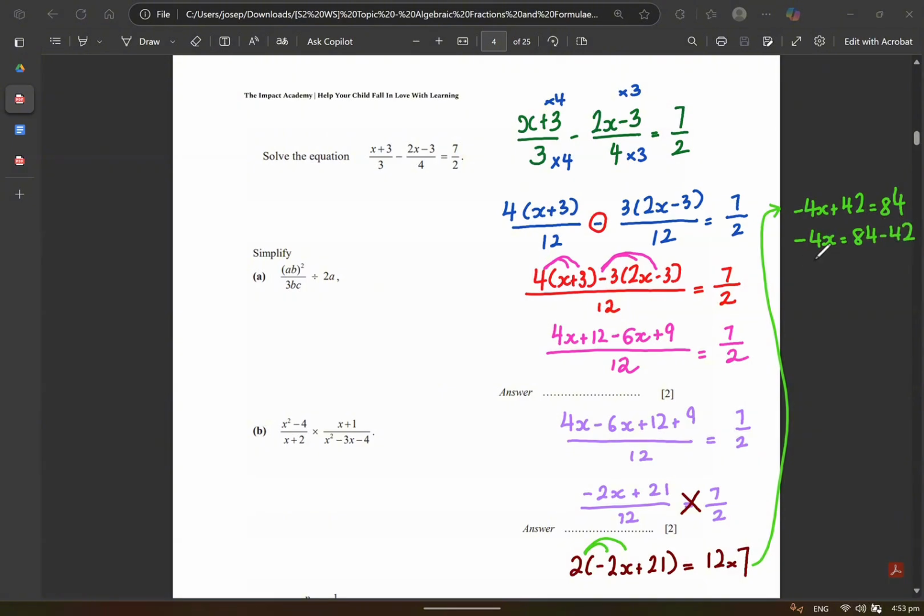True? All right, then negative 4x is equal to 84 minus 42. When I do 84 minus 42, we get the number 42. Very good. x is equal to 42 divided by negative 4. All right, 42 divided by negative 4, we get negative 10.5. And therefore, this is your answer for this question.